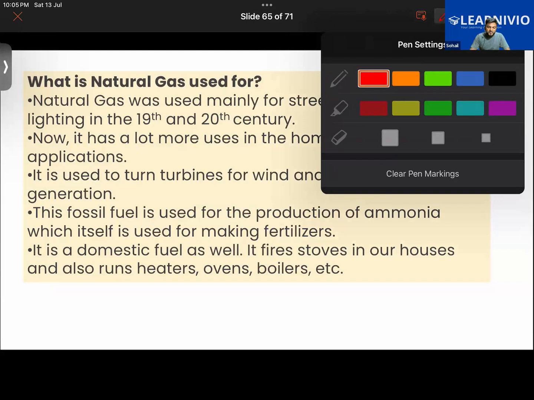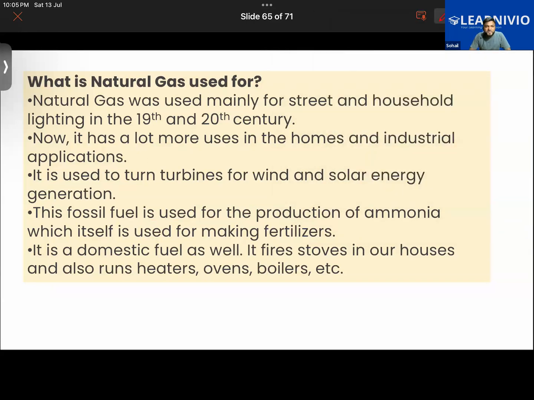What are the uses of natural gas? Earlier, in the 19th and 20th century, it was mainly used for lighting, in street and household lighting. But now it has a lot more uses in our homes and in industrial areas as well. It is not just used for lighting, but for other purposes also.